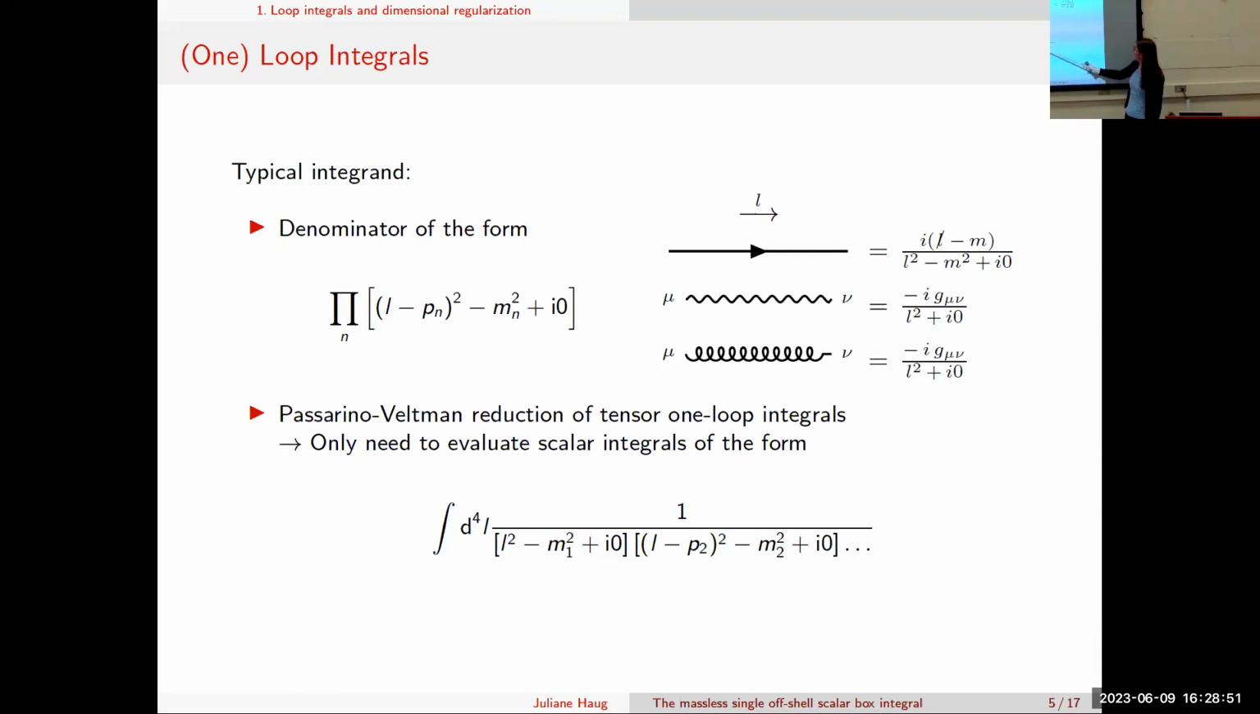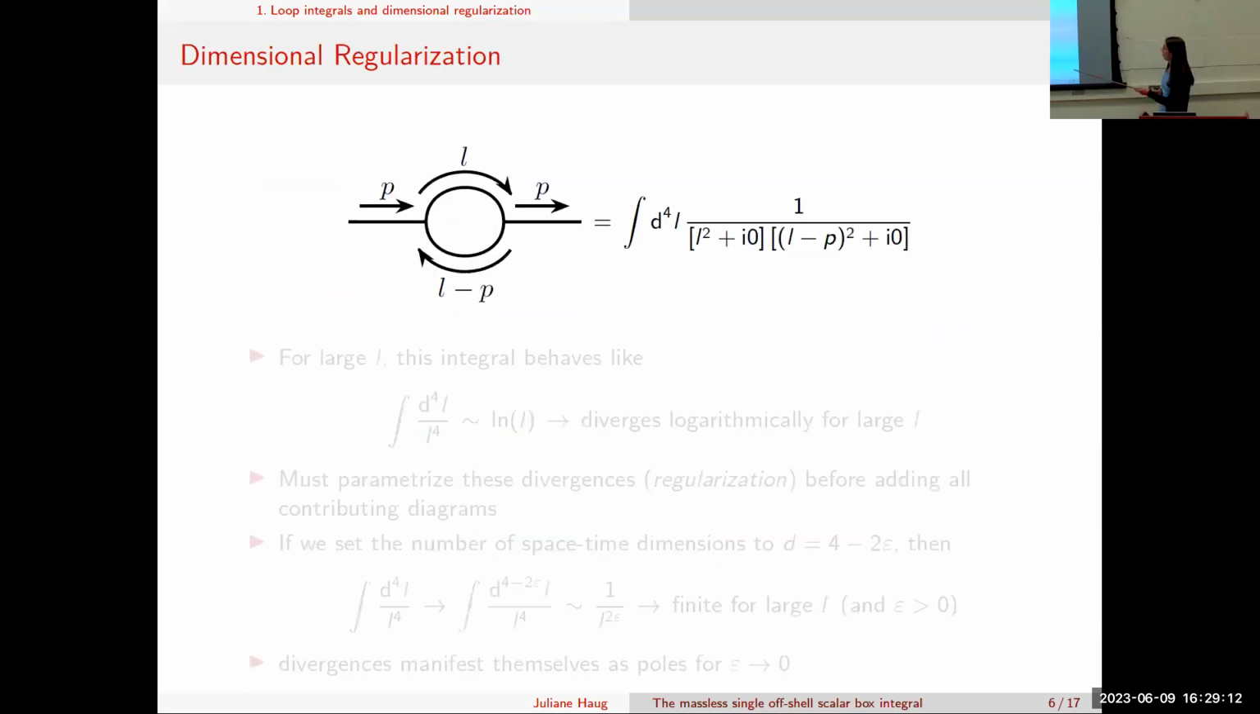And there could be some dependence on the loop momentum in the numerator, but actually we can reduce these tensor loop integrals to scalar integrals, which have no dependence on the loop momentum in the numerator. So we only really need to consider integrals like that. And this box integral we consider is of this form. Okay, so let's first look at a brief example.